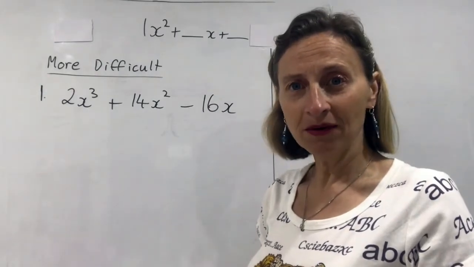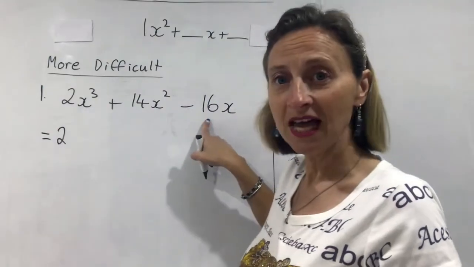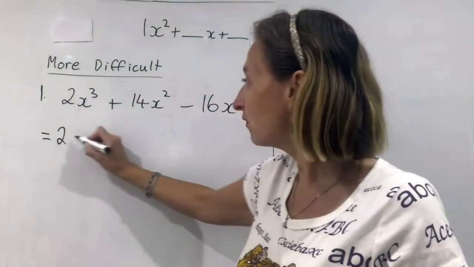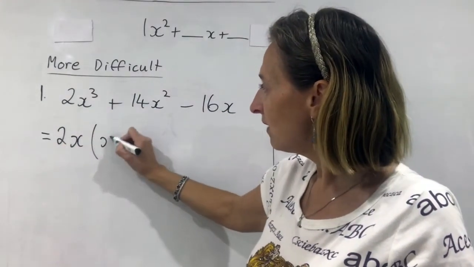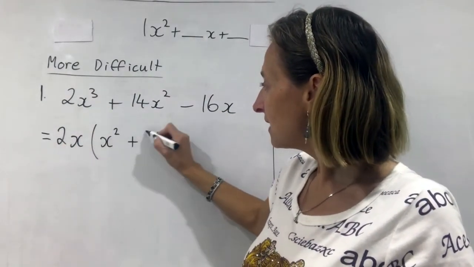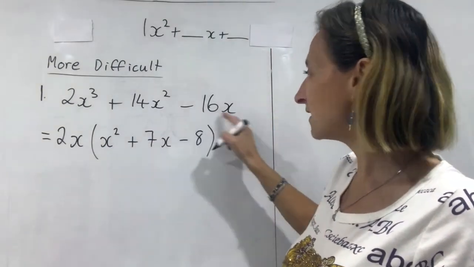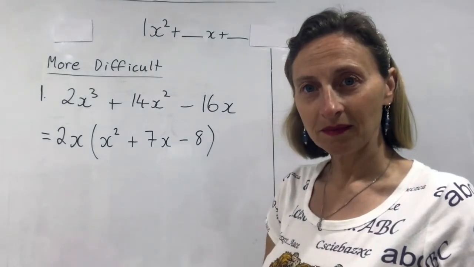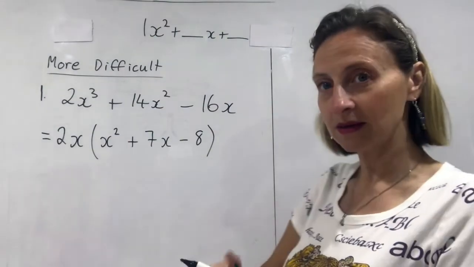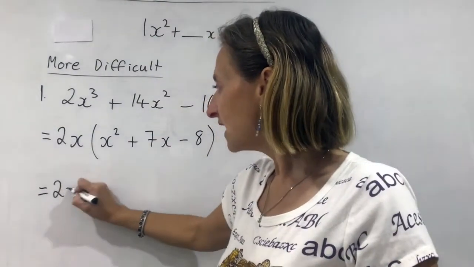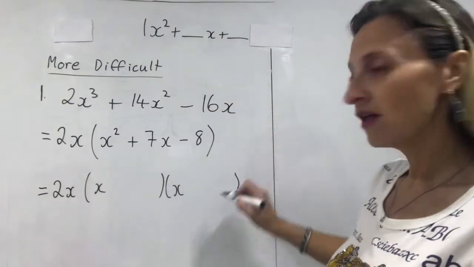Is there a common factor here? Yes, there is. So there's a 2, which is in each of the numbers, and there's an x that I can take out of each one of these terms. And if I take out 2x, what am I left with? x squared plus 7x, and then 2 times minus 8 gives me minus 16x. And now I have a trinomial left inside the brackets. The 2x stays there, it's already been factorised. And now I factorise out the brackets.